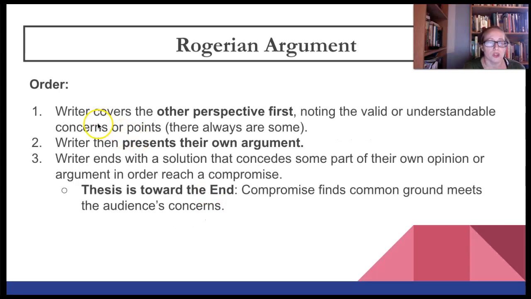So what you would cover first is the other perspective. You would want to be careful to note valid or understandable concerns. There's almost always some kind of shared concern or something you both want to see that you can talk about, or even good points that they might make. You then present your own argument. So it's almost like their side, my side. Again, not large paragraphs or sections, but kind of splitting it up, like maybe their reasons and then your reasons.